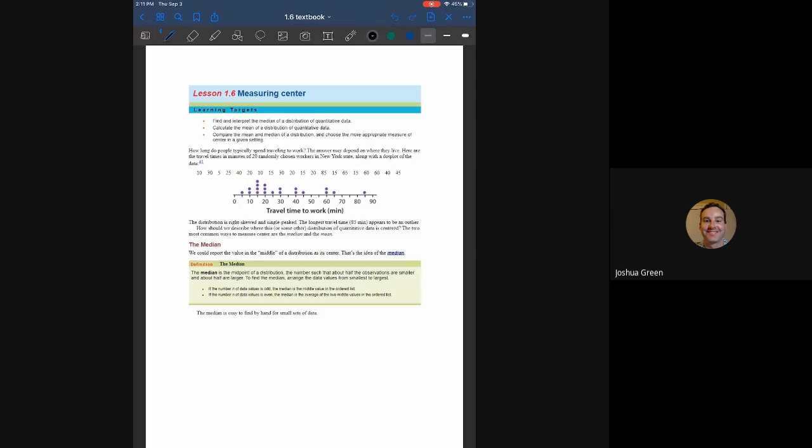So I'm using 1.6 as an example. You guys are doing 1.7 tonight, so I'm just using 1.6 as an example. The first thing that we see when we come into the chapter is it says learning targets right here. This is a good thing to look at. This is telling you what we're actually trying to learn in this section. It's basically a summary. This is telling us what to keep an eye out for throughout the rest of the section.